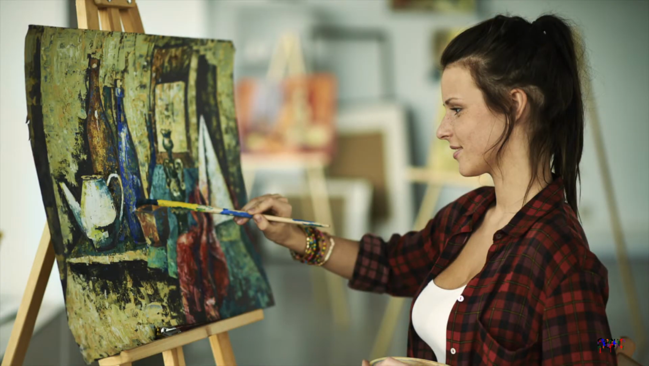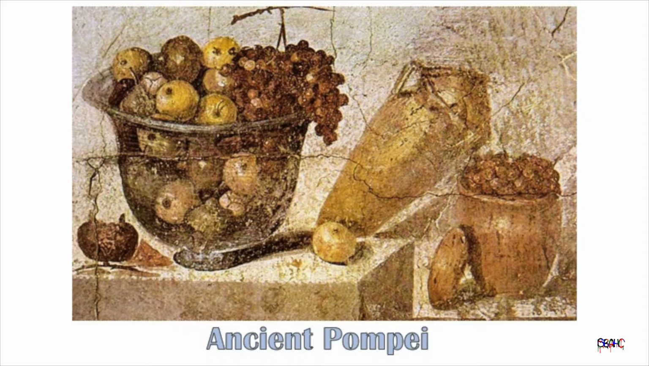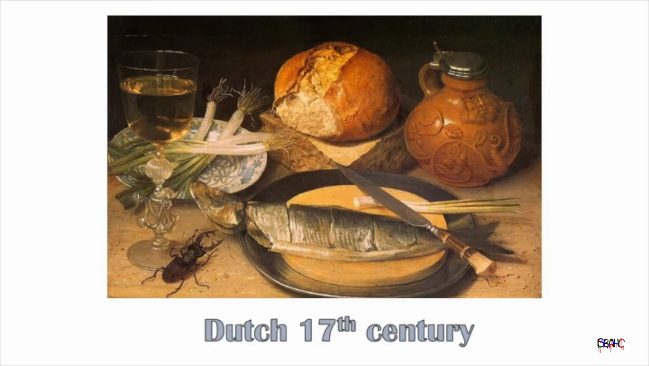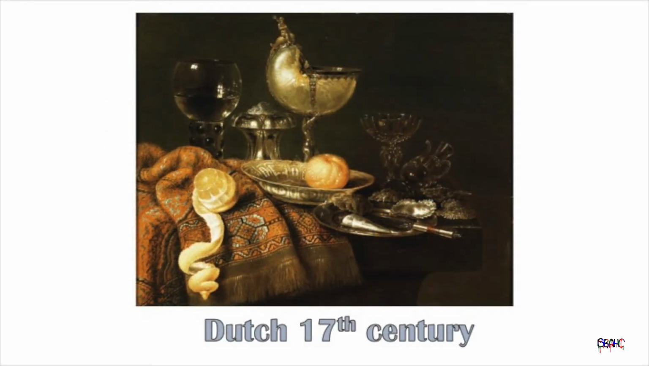When an artist uses these common objects as the subject of their work, they are making what's called a still life. For a long time, people have been using the things around them in their art. As far back as ancient Pompeii, we can find still life paintings on the walls of houses. In Europe, still life painting was big in Holland during the 17th century. Every detail in these Dutch paintings told some story about an aspect of life.